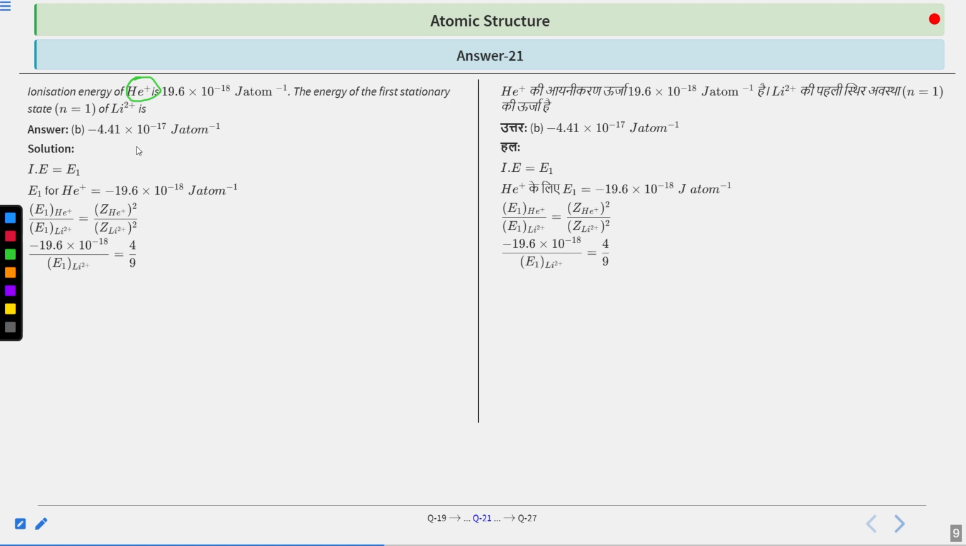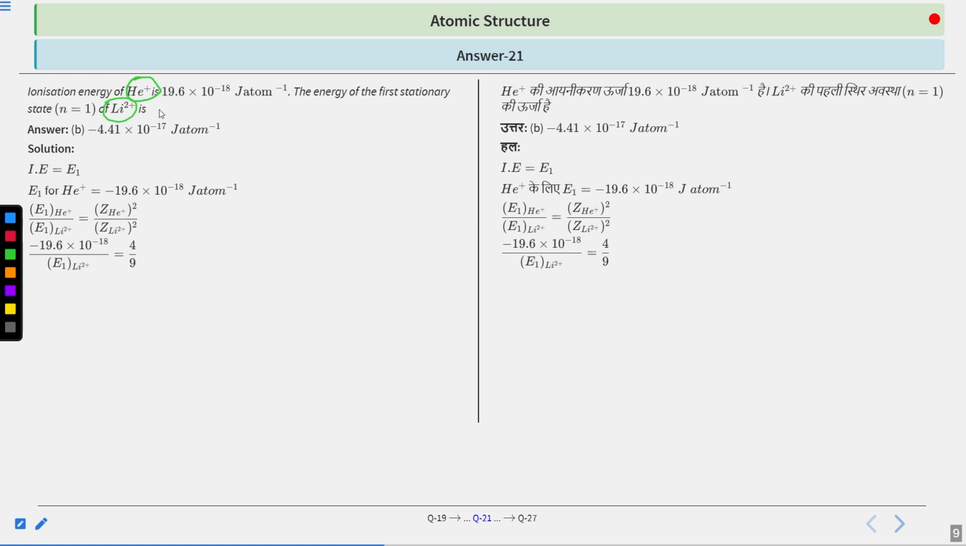Similarly, we have to calculate the energy state for lithium 2 plus. Clear? So lithium 2 plus means 2 electrons are already removed. We have only 1 electron, so we have to calculate it for the first orbit only here also.